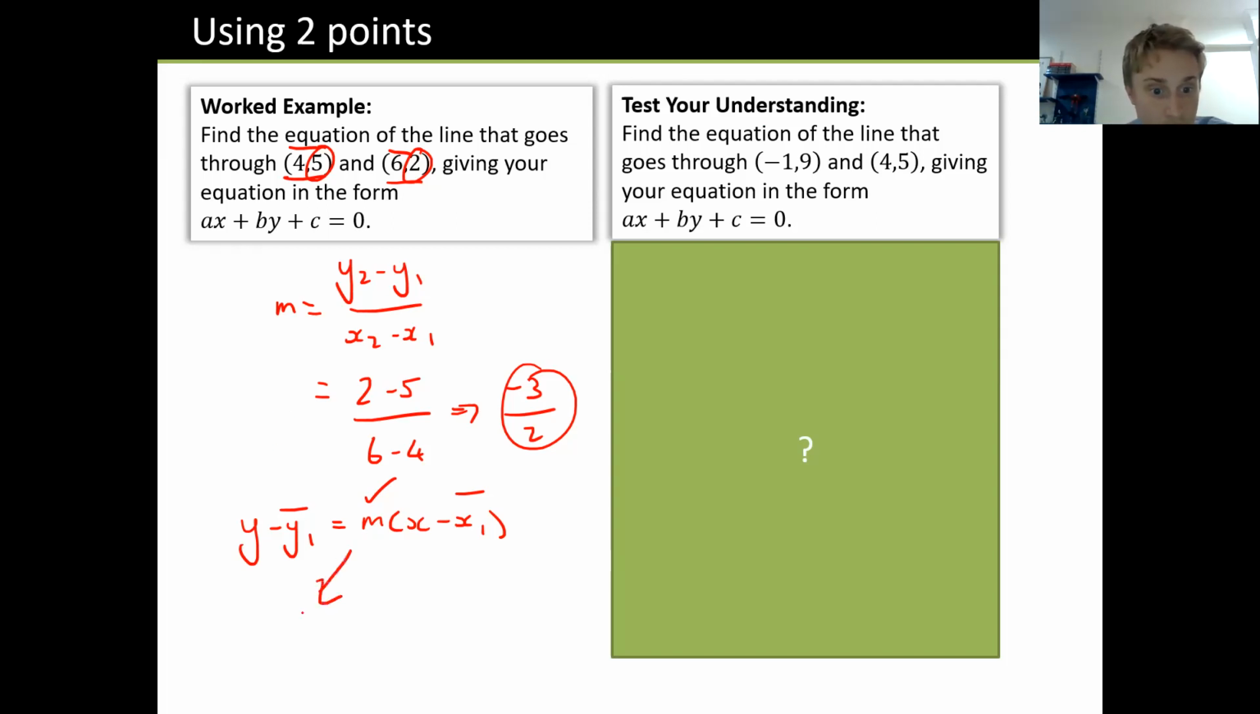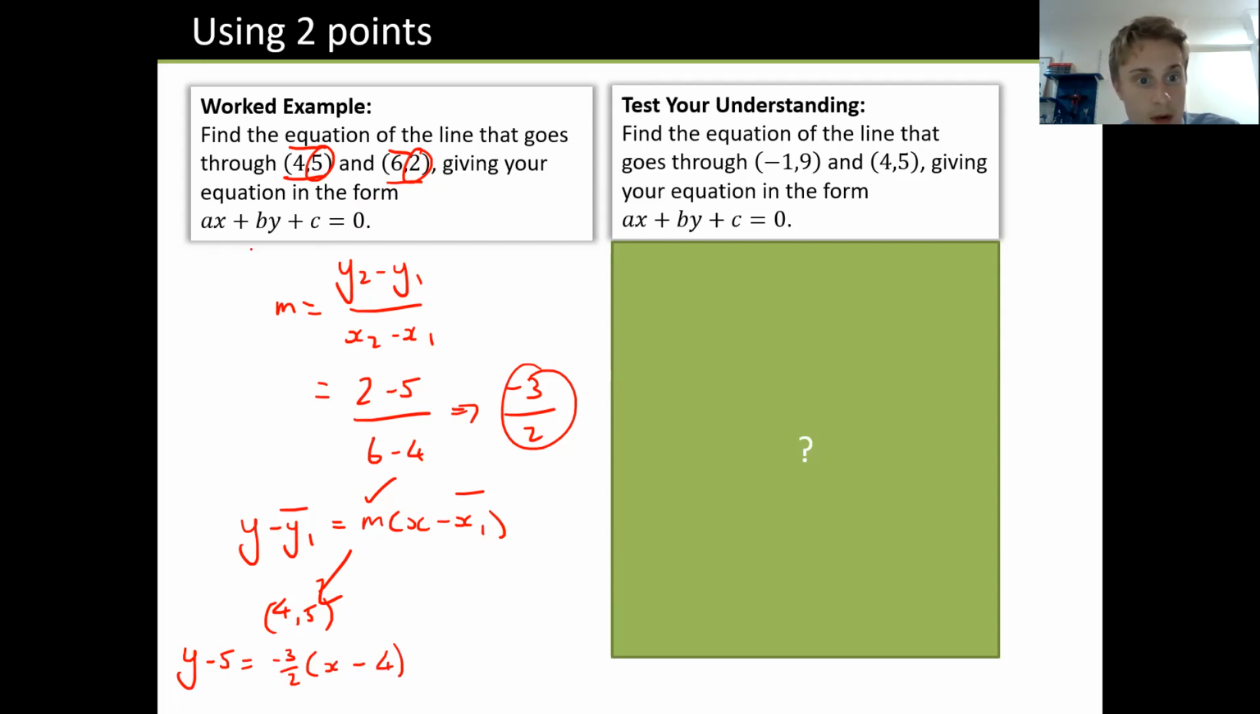I'm going to use (4, 5). So if I use (4, 5), my equation would be y minus 5 equals minus 3 over 2, x minus, so what was my coordinate? 4, 5 is the y, like this. I'm not going to do the other one with 6 and 2, but please feel free to do it. You will get the correct answer.